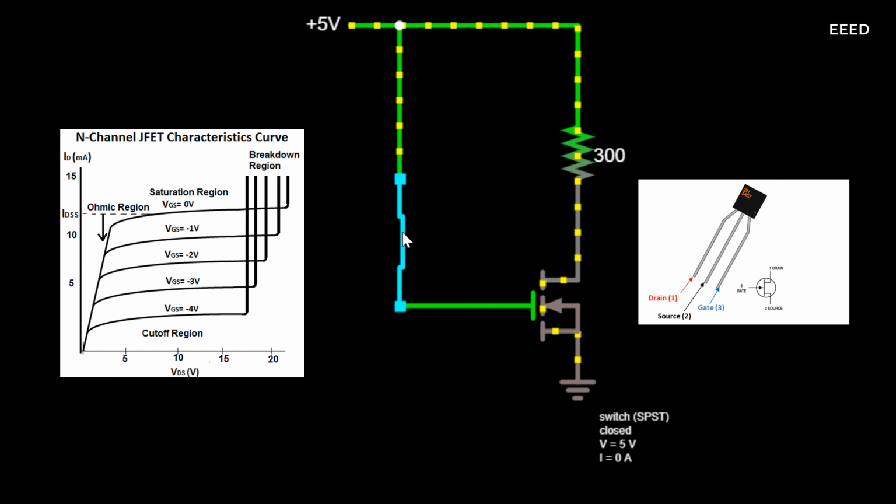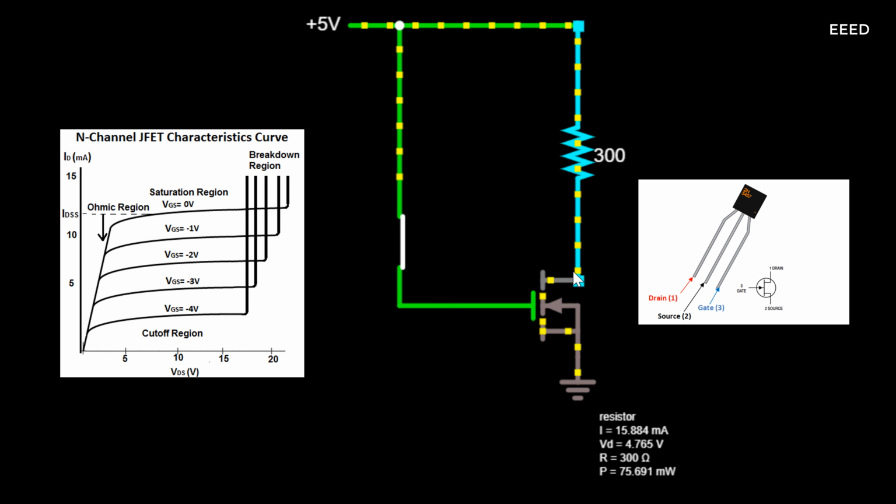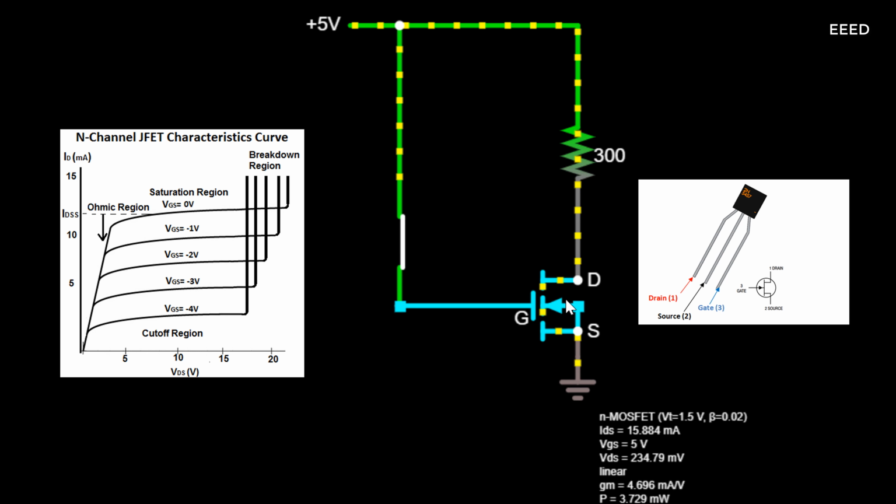Breakdown region: this is the region where the voltage, VDD, that is supplied to the drain of the transistor exceeds the necessary maximum. At this point, the JFET loses its ability to resist current because too much voltage is applied across its drain source terminals. The transistor breaks down and current flows from drain to source.